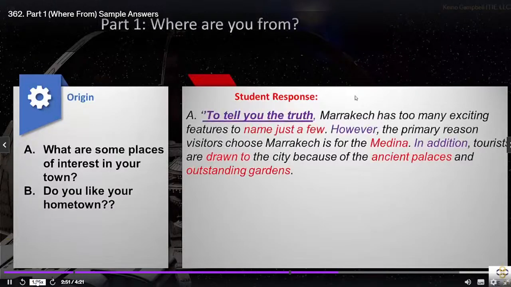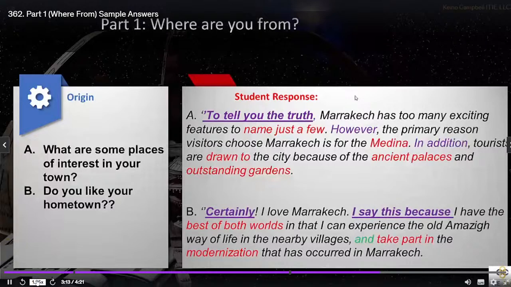First, to tell you the truth, Marrakesh has too many exciting features to name just a few. However, the primary reason visitors choose Marrakesh is for the Medina. In addition, tourists are drawn to the city because of the ancient palaces and outstanding gardens.